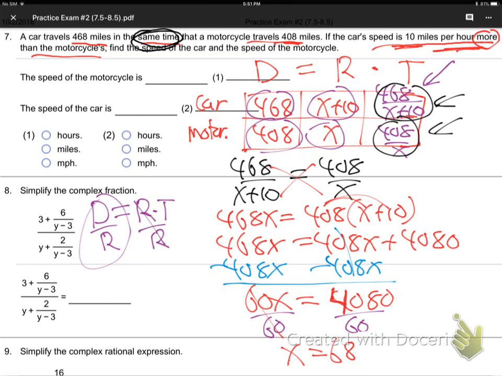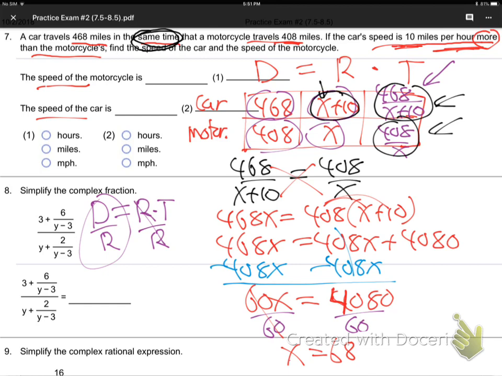So how do we know? What do we do? Well, what are they asking for? The speed of the motorcycle and the speed of the car. Where do we find the speed? X is the key to unlock any box we want. What box do we go to? Where's the speed? Right here is the speed.